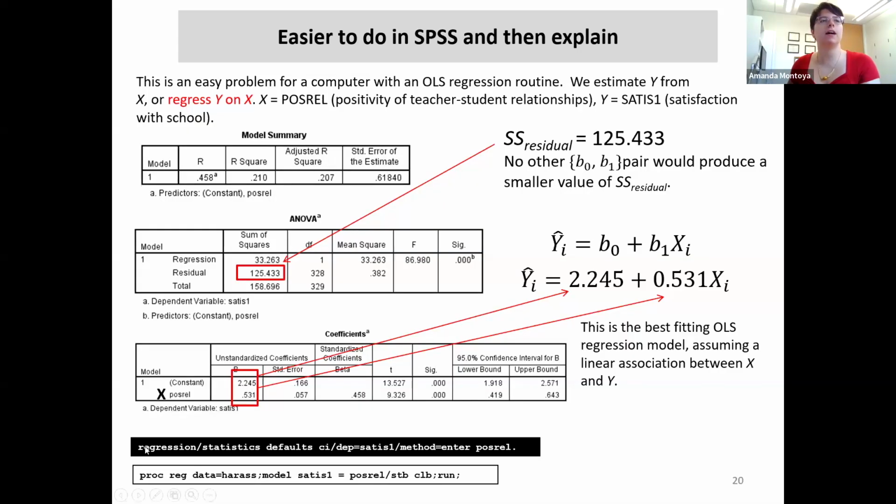And here in SPSS, we use the regression command. I've included some extra options. So the statistics option essentially allows you to change what all is included in the output. And so you always want to include the defaults. And then here I've added in CI so that we can get confidence intervals for our regression coefficients.